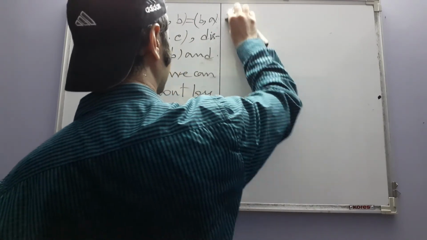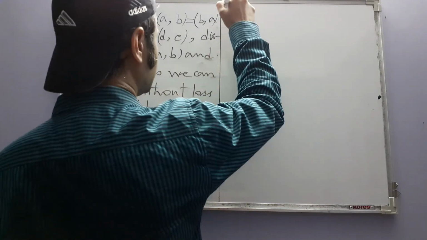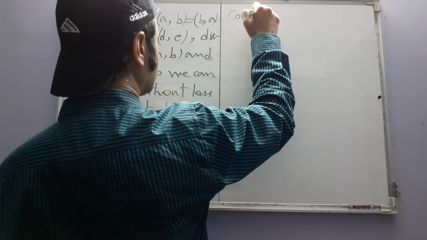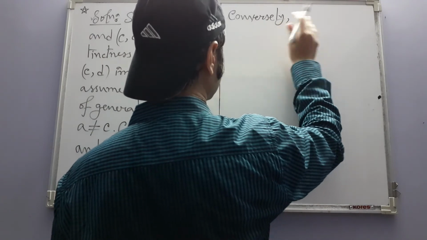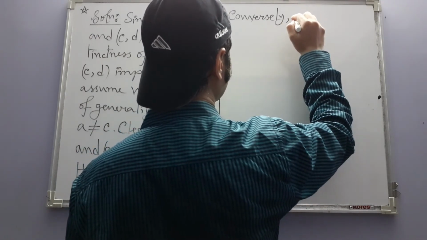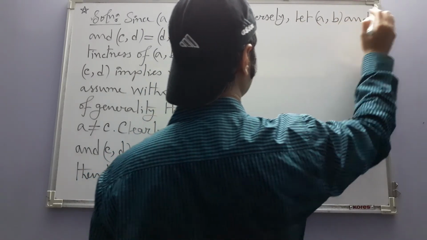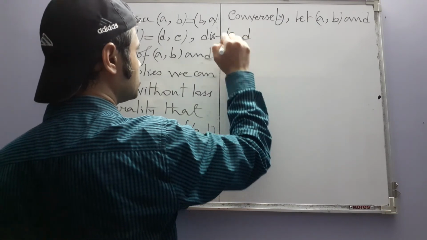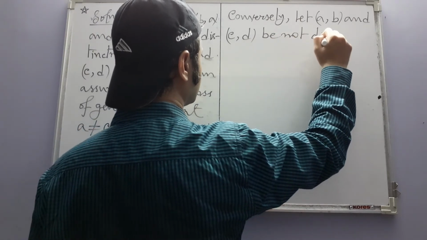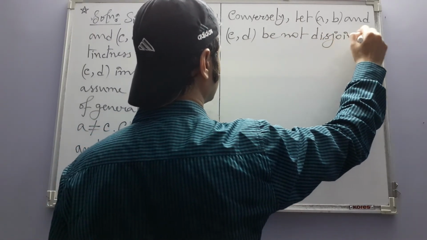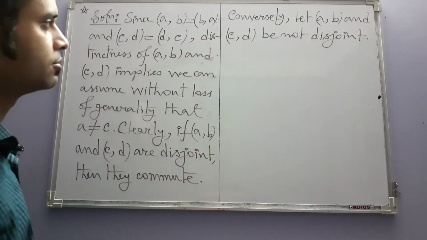But in that also you have to be quite careful about what you are going to do. Conversely, I mean, how you are going to start the thing, there you have to be careful. Conversely, let this and this be not disjoint. So even in this simple case, there is a potential for us to get confused.